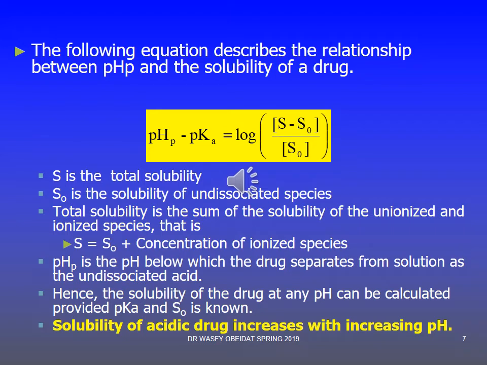From the previous equation, we can say that the solubility of a weak acidic drug increases with increasing the pH, which means it becomes more soluble in alkaline pH.